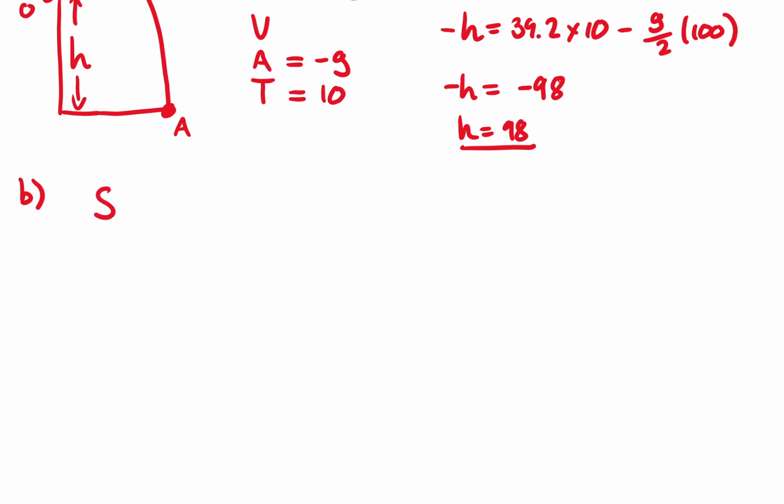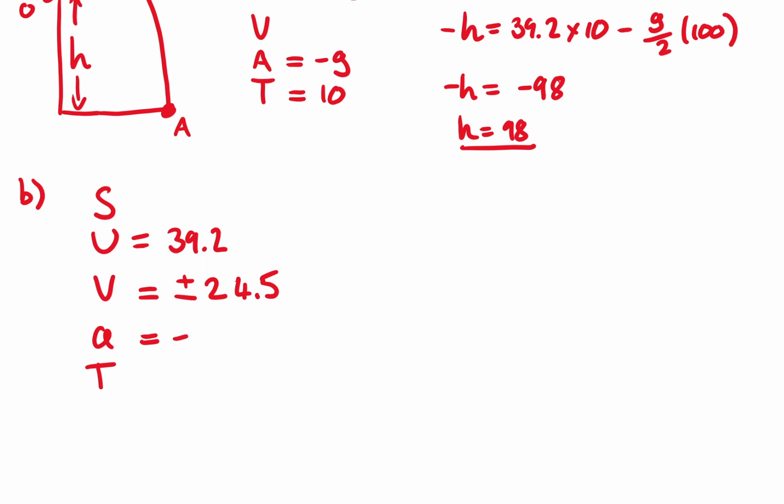So utilizing a SUVAT setup between those velocities, we are still starting at the 39.2, but our ending point for velocity is now either the upward 24.5 velocity or the downward 24.5 velocity. We will need to consider the time at which we hit both of these locations, or both of these velocities, I should say, in order to answer the question.